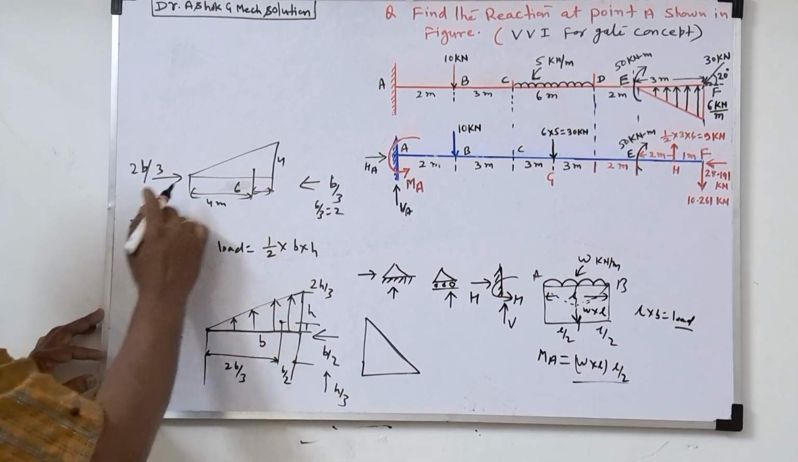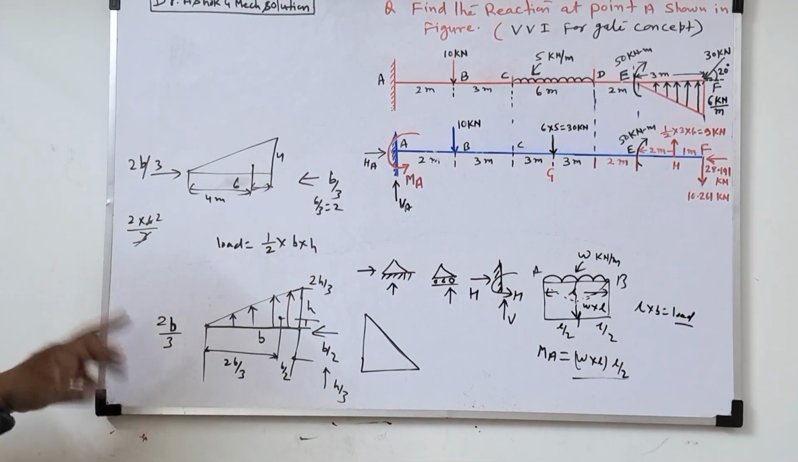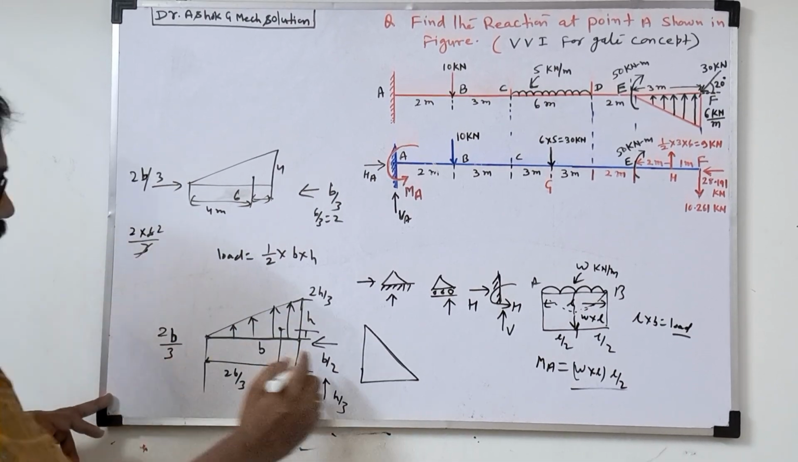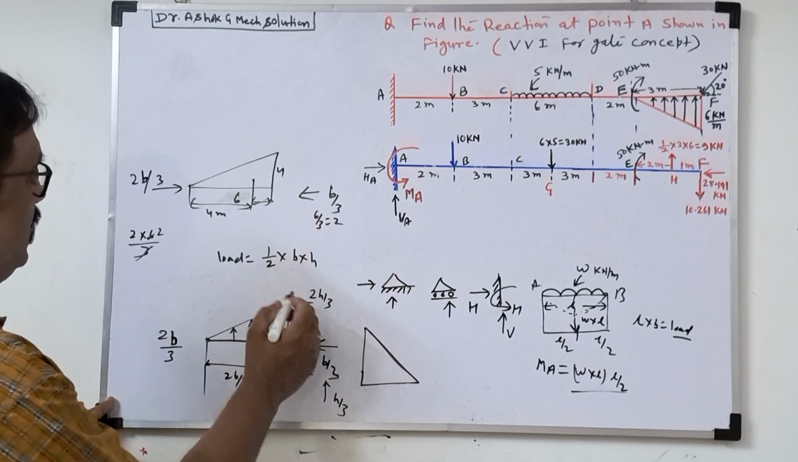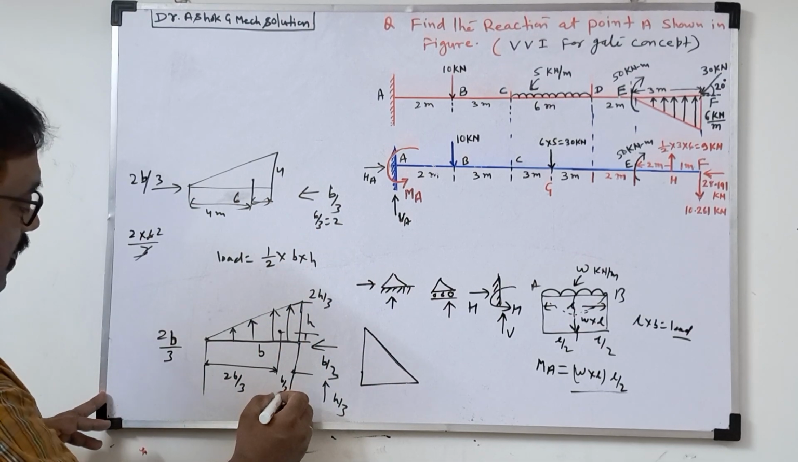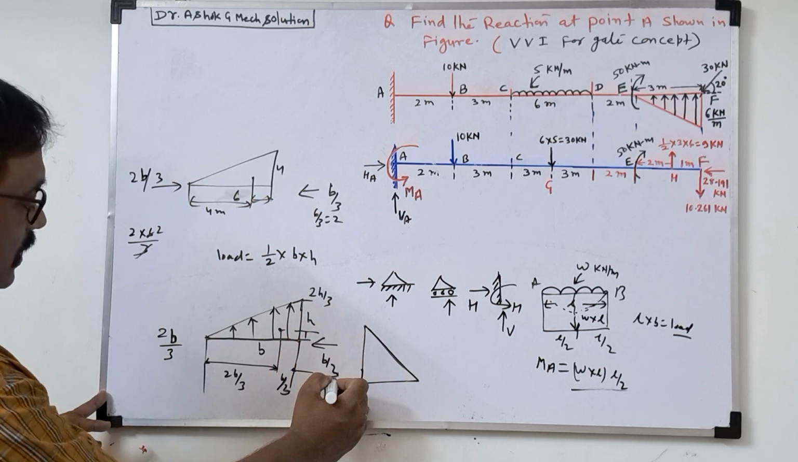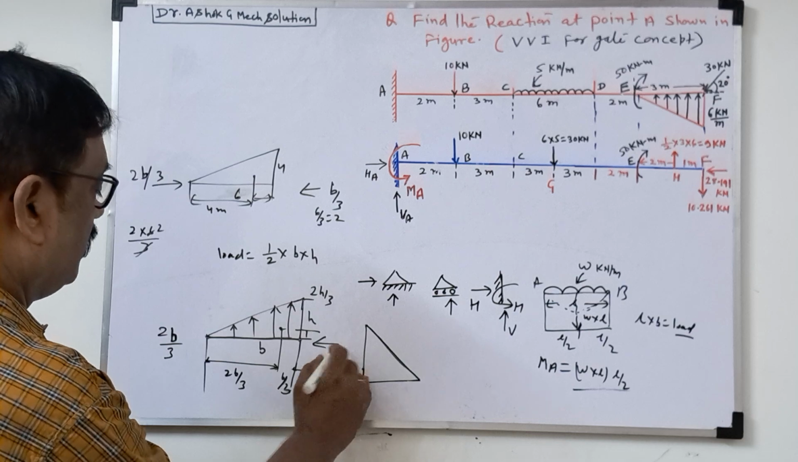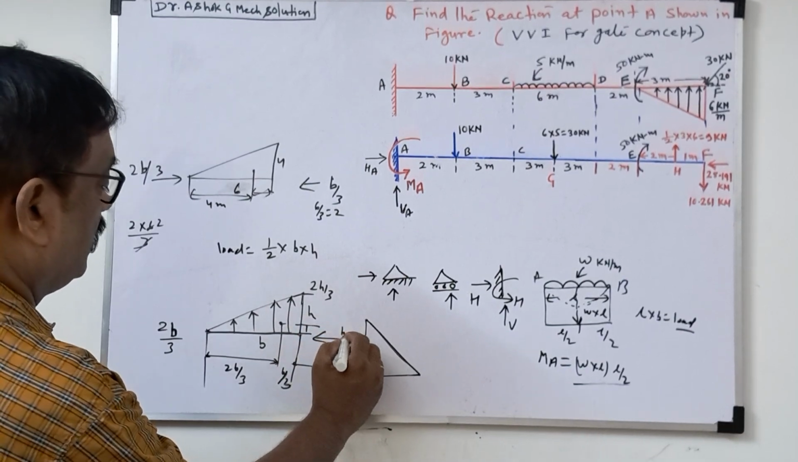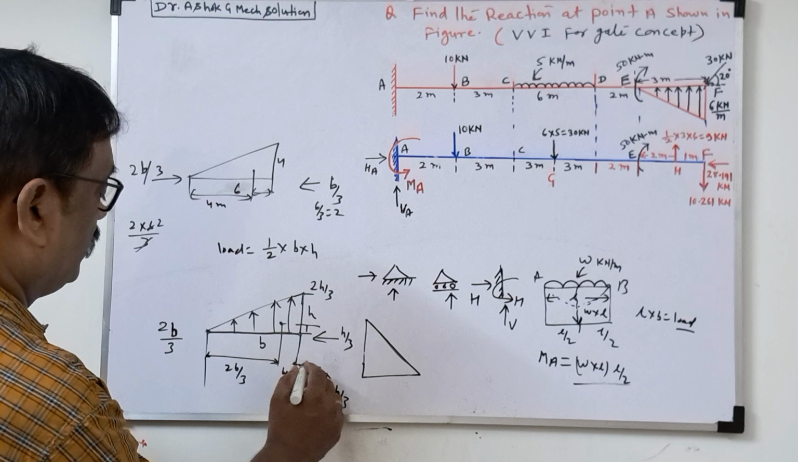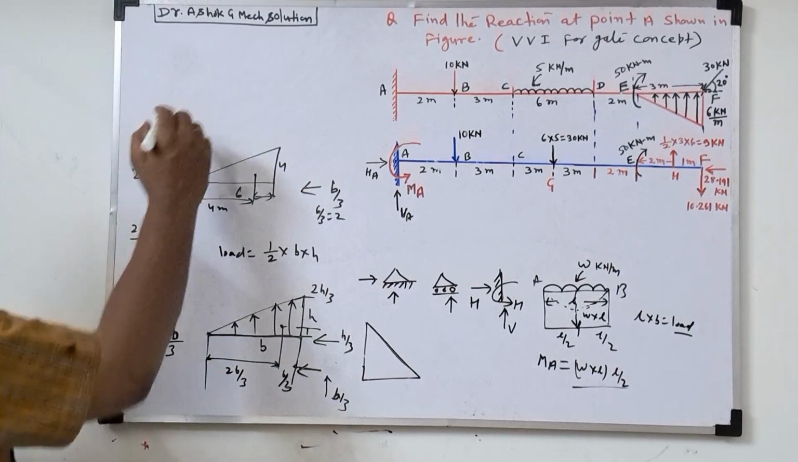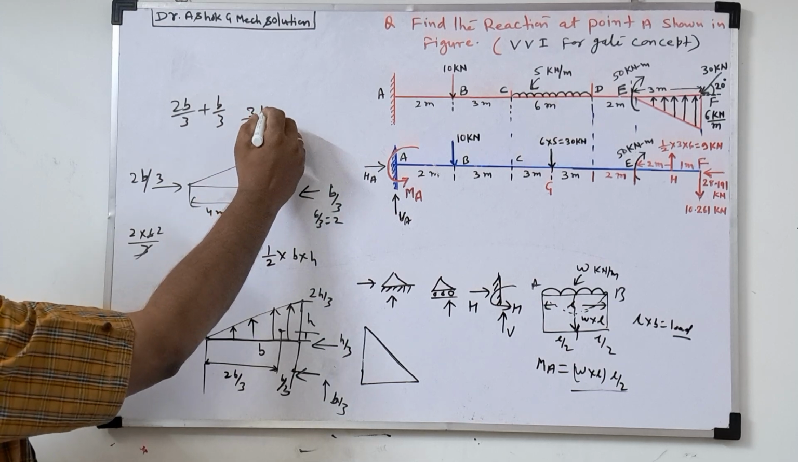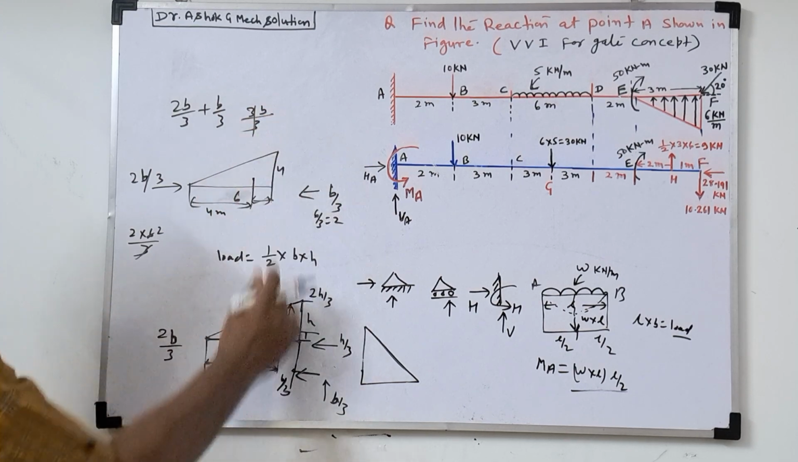This distance is 4. So that means, suppose sometimes you are writing, you have to remember either 2b by 3 or b by 3. This 2 will be there. If this 2 you will add, b by 3. So 2b by 3 plus b by 3, how much is coming? 3b by 3. So finally b is coming, this length.